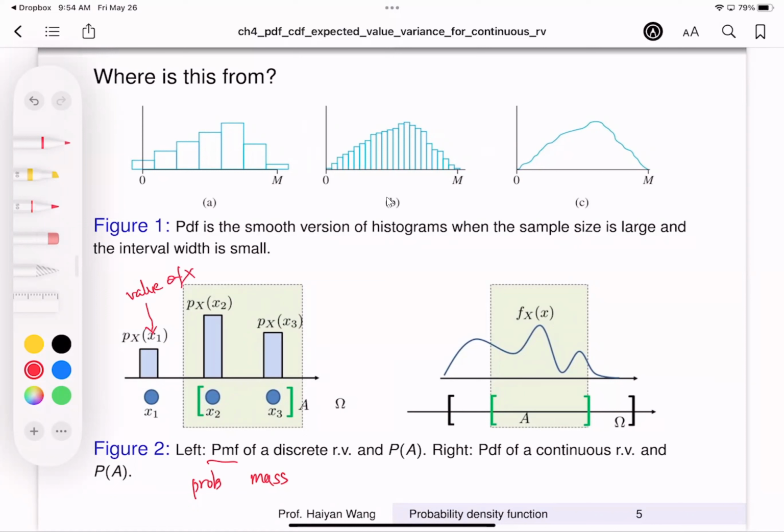So x1 is a possible value, then we have a probability for that, and we put a bar here. Similarly, if x2 is a possible value, we put a bar here for x2, and the height of the bar is the probability of x2, and so on. So this is the case of a discrete variable. We only have these bars. Each bar height represents the probability. This is the discrete case, the PMF, probability mass function, because each possible value is assigned a probability mass.